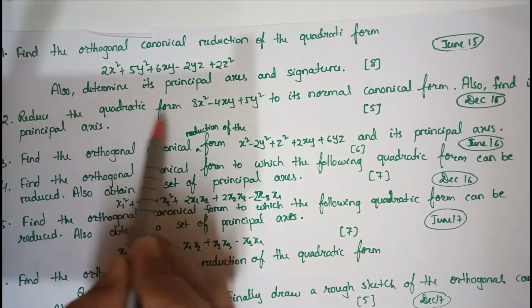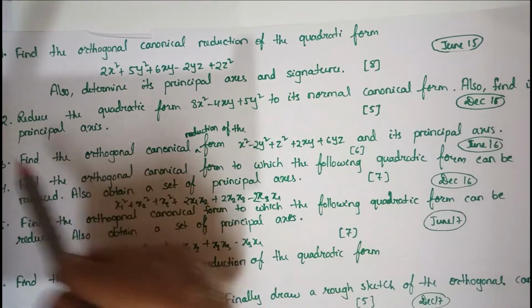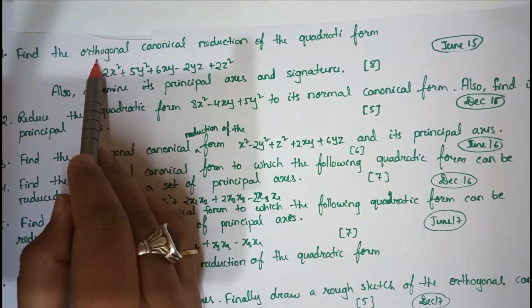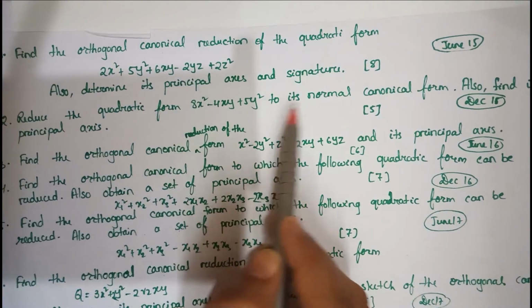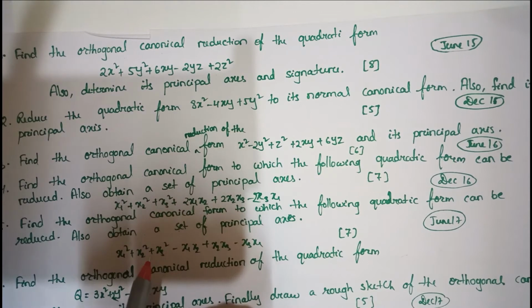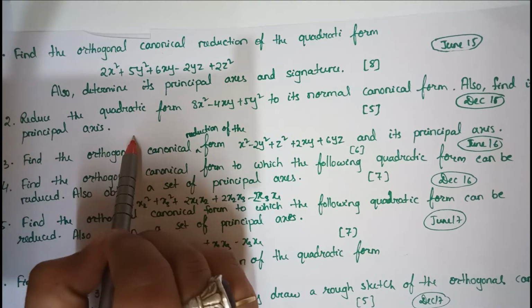This is question number 2. Reduce the quadratic form to its normal canonical form, and also find its principal axis. Now look, there is a little bit of difference: this is orthogonal canonical reduction and this is normal canonical form. So let's see what that is. And here you need to find the principal axis. The same way we will proceed.